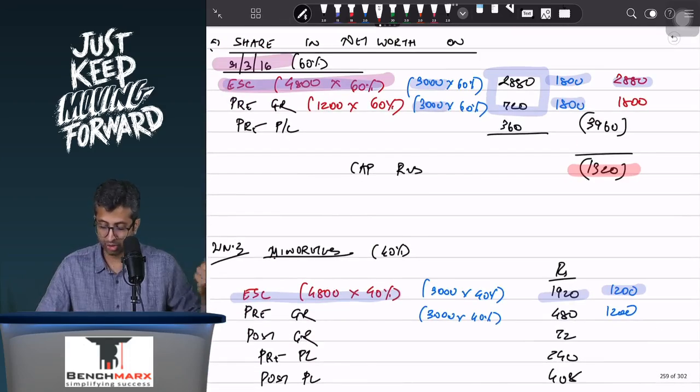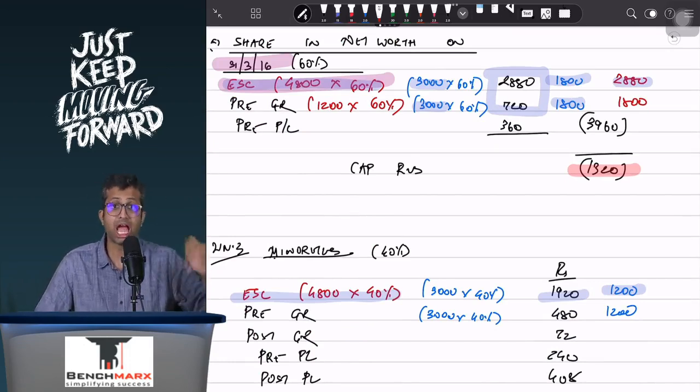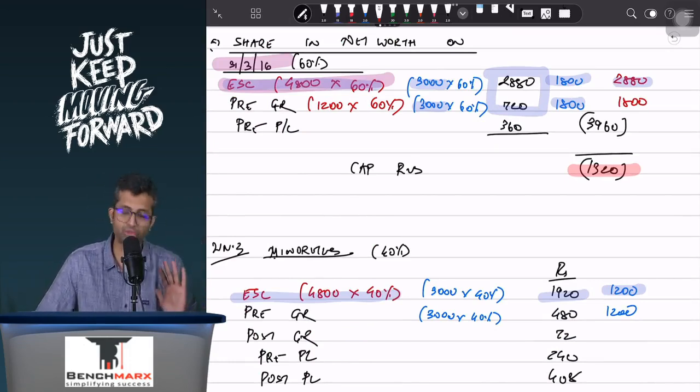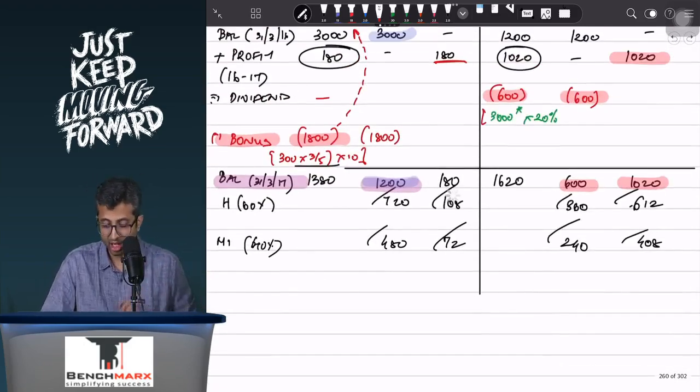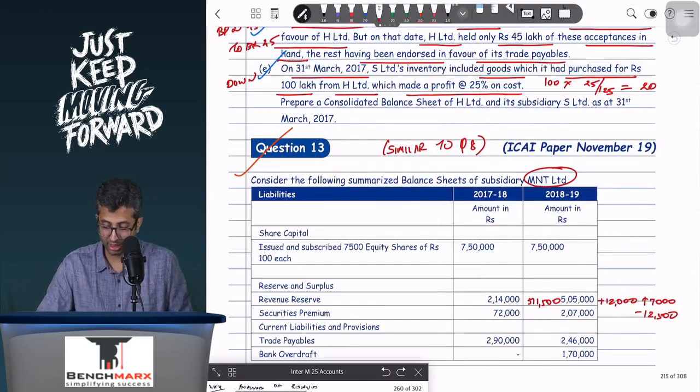Your goodwill will change. But can goodwill change after the acquisition date? Ideally, no. Now, the Institute, if you look at question 14 or so, has disregarded that and it has changed the goodwill. So, if it comes in the exam, you do not have to make any adjustment. But ideally, this is your adjusting entry.